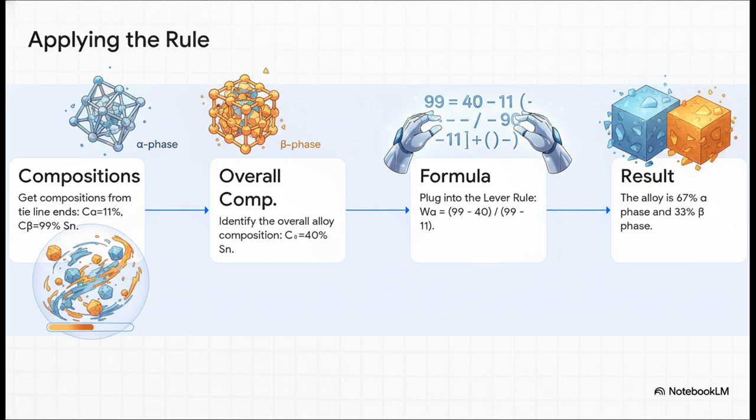All right, let's just plug in the numbers from our map. The left end of our tie line, C alpha, is at 11% tin. The right end, C beta, is at 99%. And our overall composition, C0, is 40%. So the fraction of alpha is 99 minus 40 divided by 99 minus 11. Punch that into a calculator and you get 0.67. So at this exact spot, our alloy is 67% solid alpha and 33% solid beta. The map told us the answer.